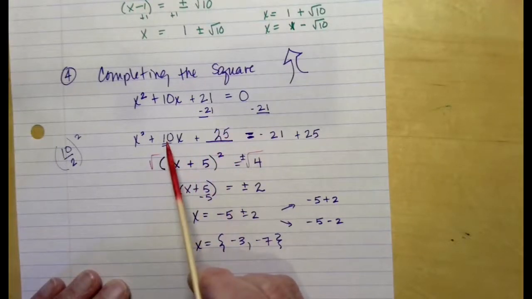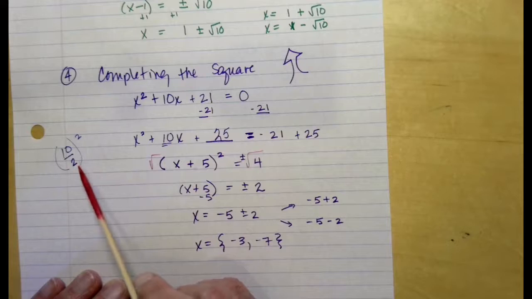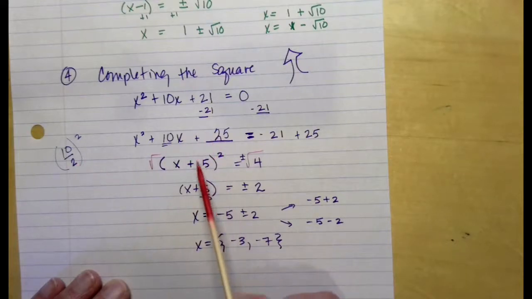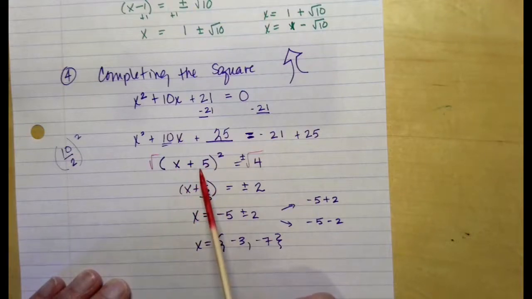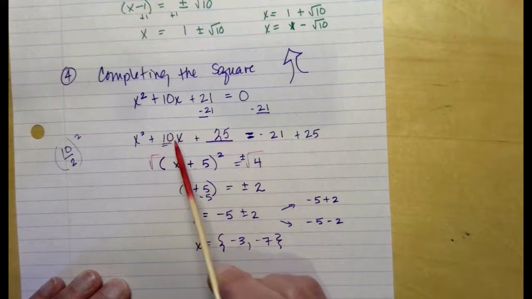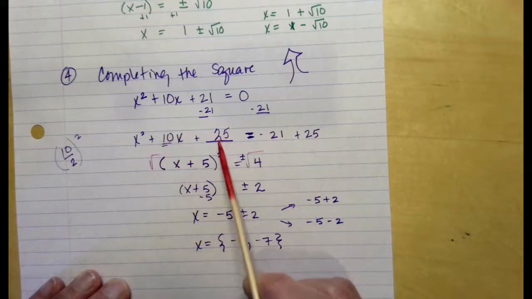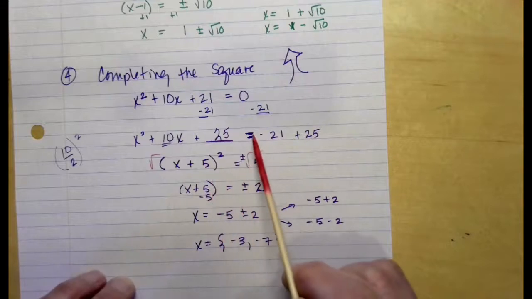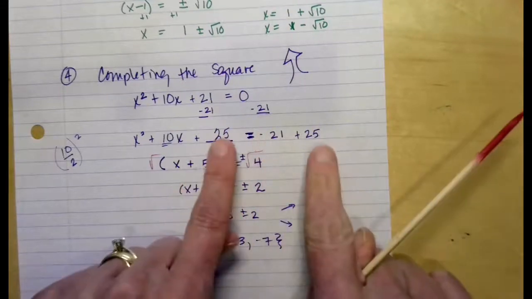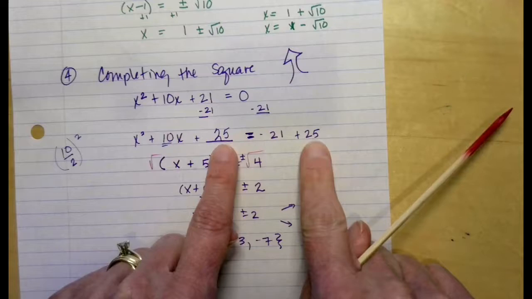I take this b value, and I divide it by 2, and then I square it. Half of 10 is 5, so if I had an x plus 5 squared, I would have x squared plus 10x plus 25. Now I can't just go adding 25 anytime I want. I have to honor this equal sign. So this 25 is added to both sides.